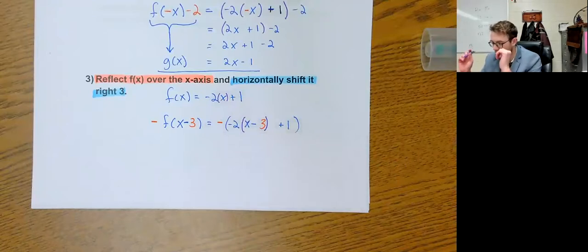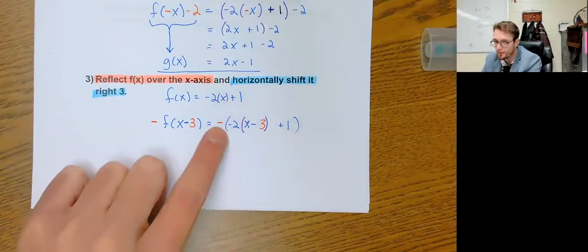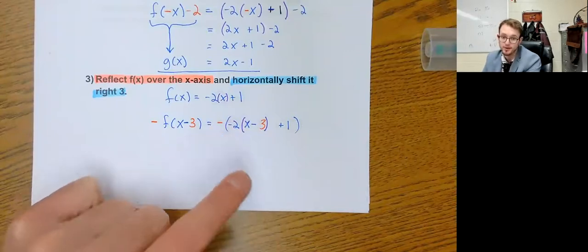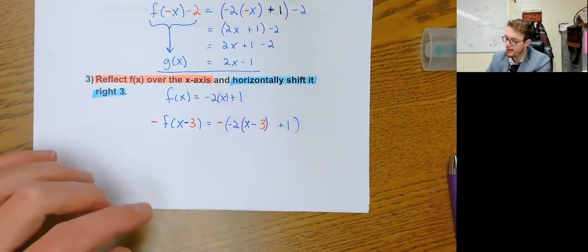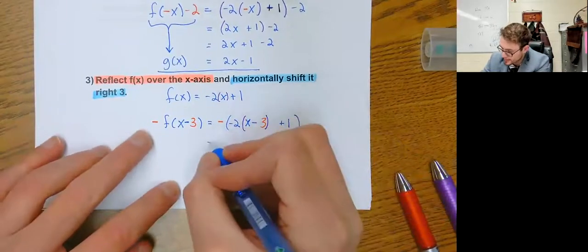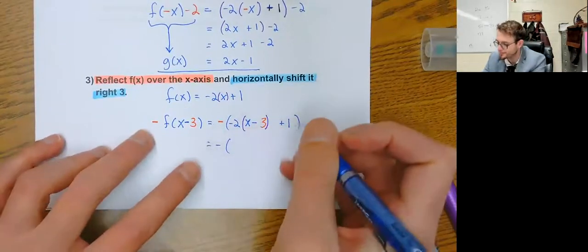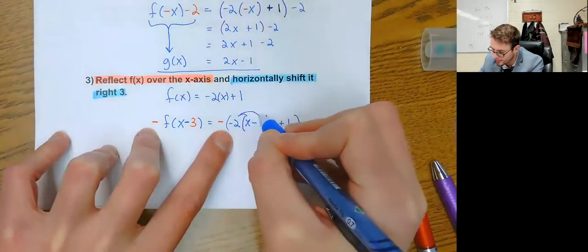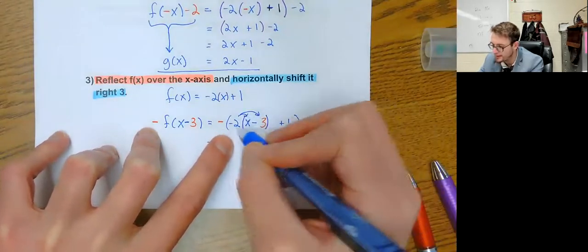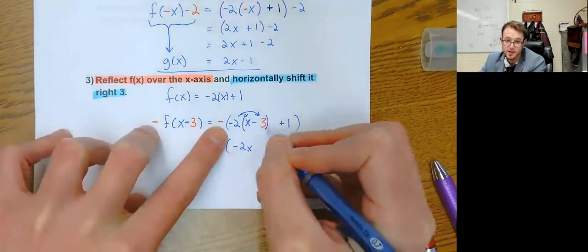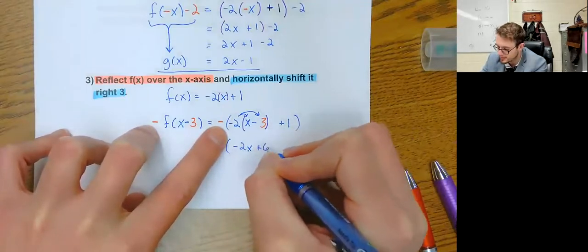Okay. So before we multiply this negative through, you could do that first, but I'm not going to. The first thing I always do is simplify the inside of the parentheses first. So we're still going to have negative parenthesis. Let's distribute this negative 2 through these sets of parentheses. Negative 2 times x is negative 2x. Negative 2 times negative 3 is positive 6, and then plus 1.